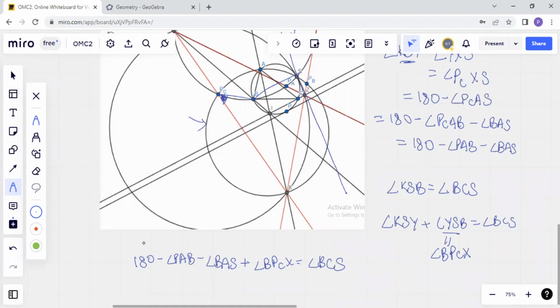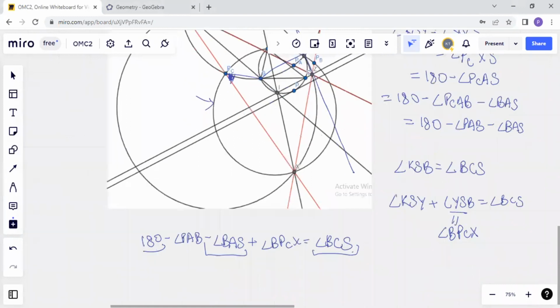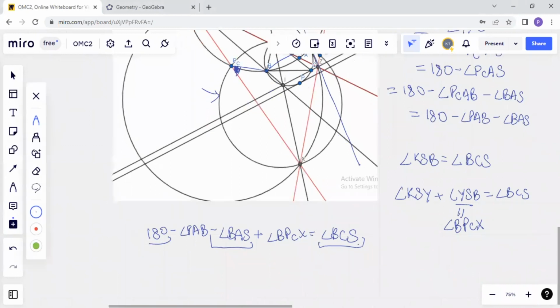Okay, cool. How do we do that? S is not good, so the first thing we should do is eliminate S, but that's super easy just because 180 minus angle BAS is equal to BCS. So we are just left to prove angle BPCX is equal to angle PAB. This is all we want to prove.